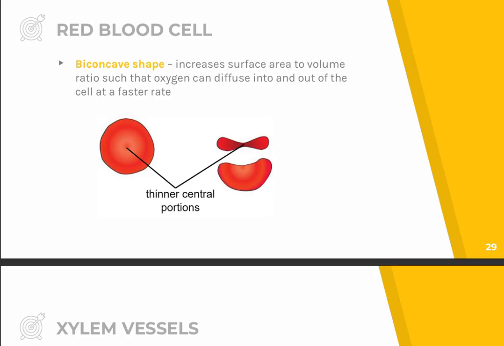So it is in a biconcave disc shape. This allows the red blood cells to have a large surface area, which will allow faster diffusion of oxygen into the cell, and so the oxygen will be supplied to all parts of the body much quicker.